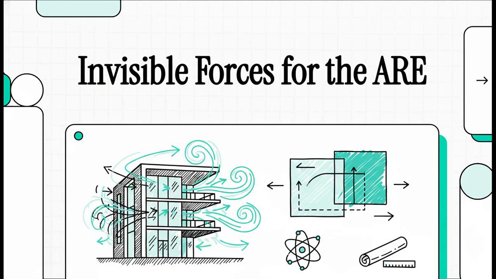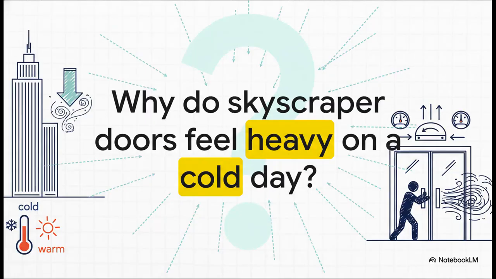Welcome. In this explainer, we are going to break down 3 core physics principles that are absolutely crucial for your architectural exams. We're talking about the invisible forces, air and pressure, that honestly, every architect needs to master. So let's start with this question because it gets right to the heart of how buildings really interact with the world around them. And note that feeling is not just in your head. It's physics on a massive scale. And by the end of this, you are going to know exactly why that happens.